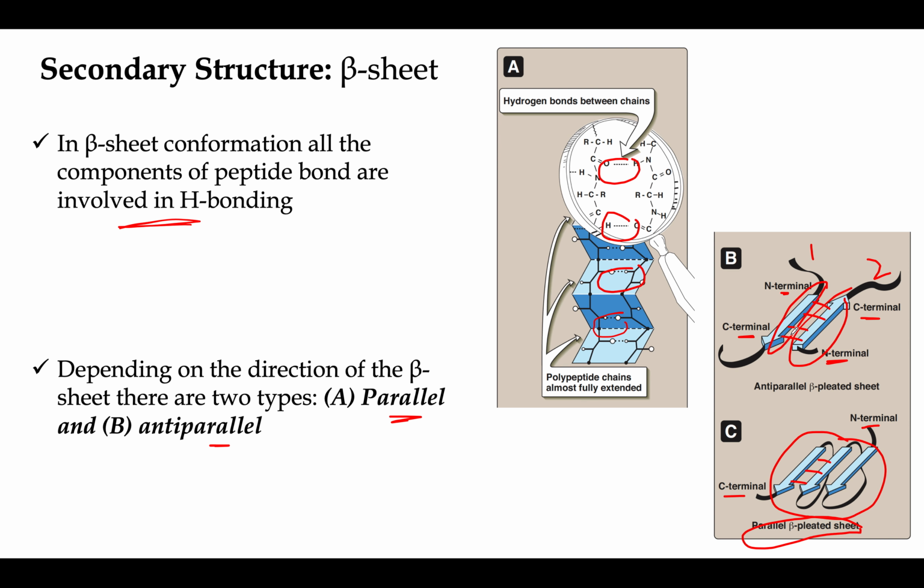Whereas in anti-parallel, there will be two polypeptide chains where the C terminal and the N terminal will be facing each other, and this kind of hydrogen bonding leads to the formation of a secondary structure which is called anti-parallel beta pleated sheet. Take home message: anti-parallel requires 2 polypeptide chains. Parallel, you require only 1 polypeptide chain.